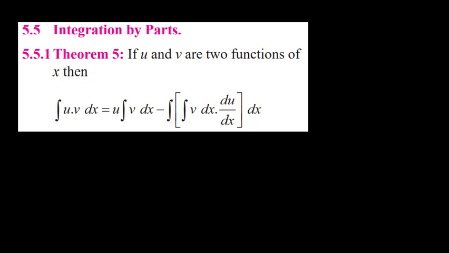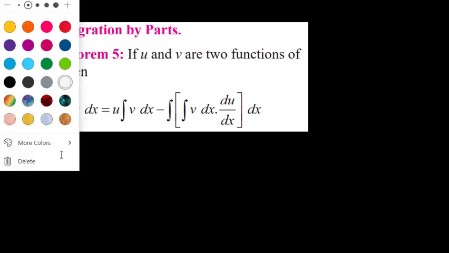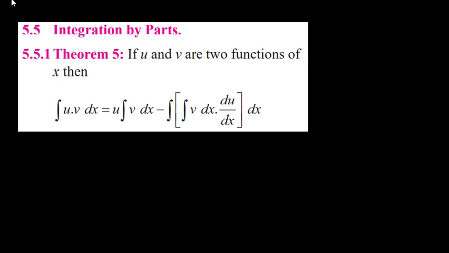As in differentiation you have seen the U into V method, similarly in integration, if you have two different functions, say one function could be an algebraic function and the other an exponential function, something like that. Then the integration of these two functions U into V will be equal to U into integration of V dx, minus integration of integration of V dx into du upon dx, whole into dx.